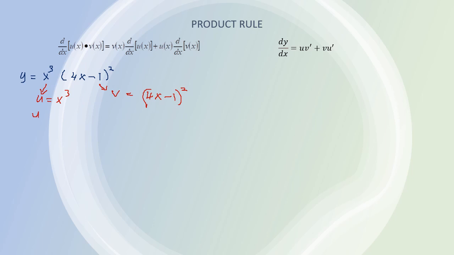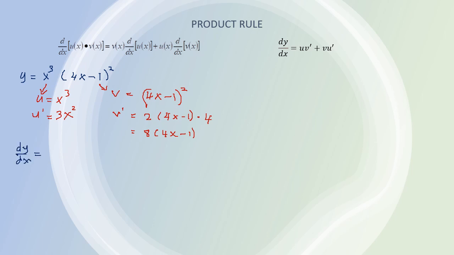First we find u prime, differentiate x cubed, we get 3x squared. And then find v prime, differentiate function 4x minus 1 to the power of 2. We have power 2, we bring to the front, 2, 4x minus 1, the power of 2 minus 1 is 1, and then multiply by, we differentiate 4x minus 1, we get 4. So v prime is equal to 8, 4x minus 1.